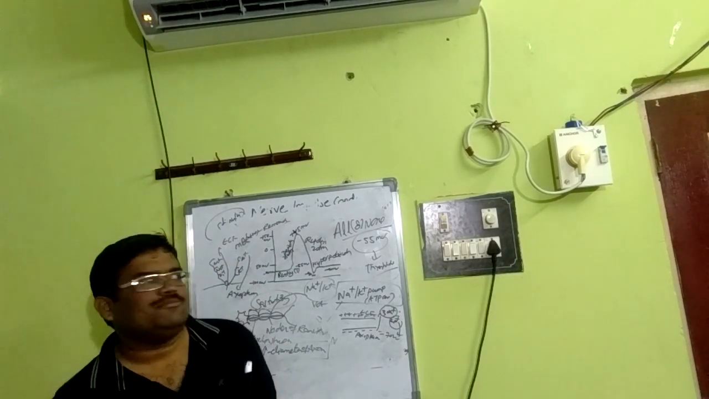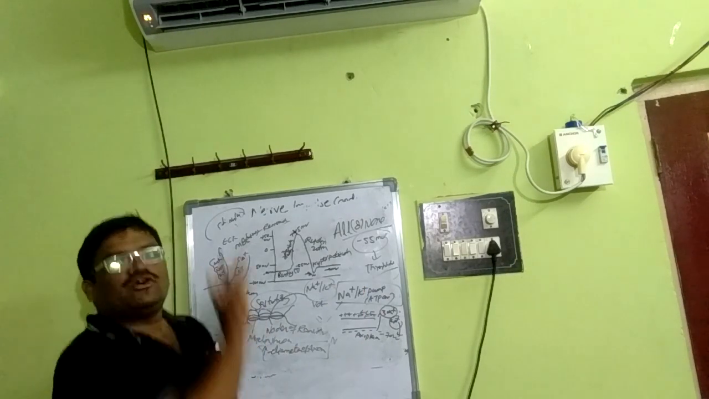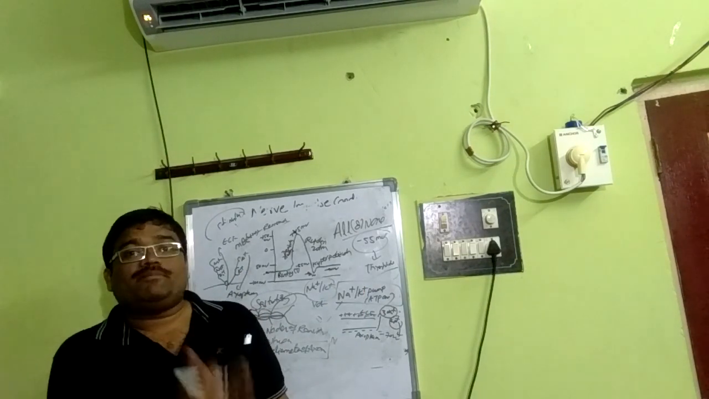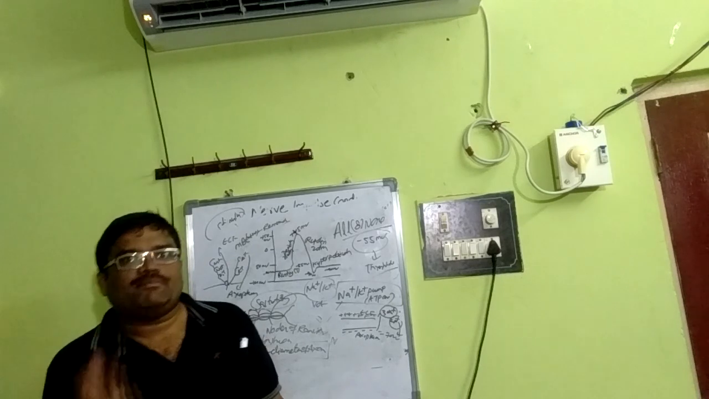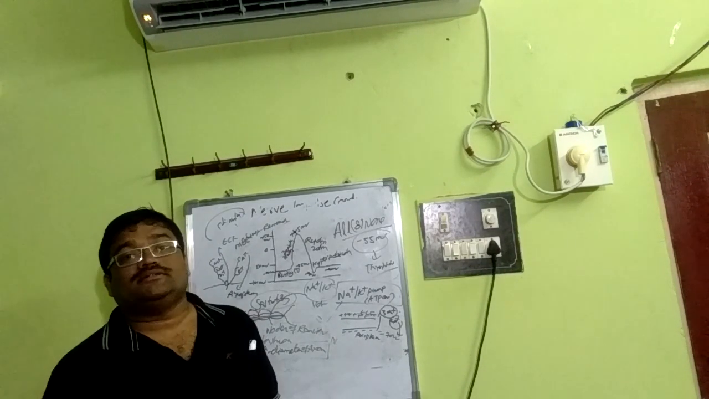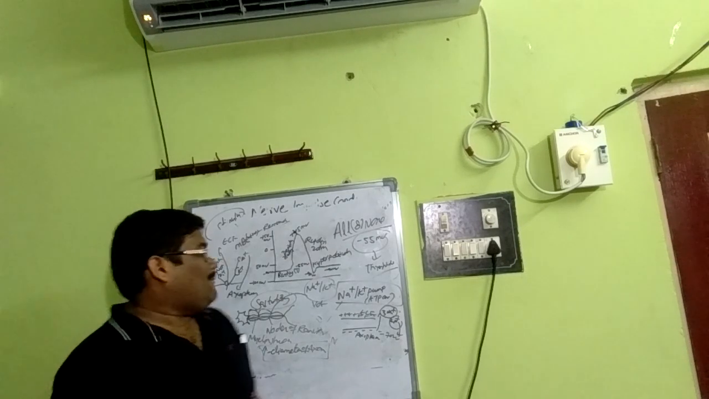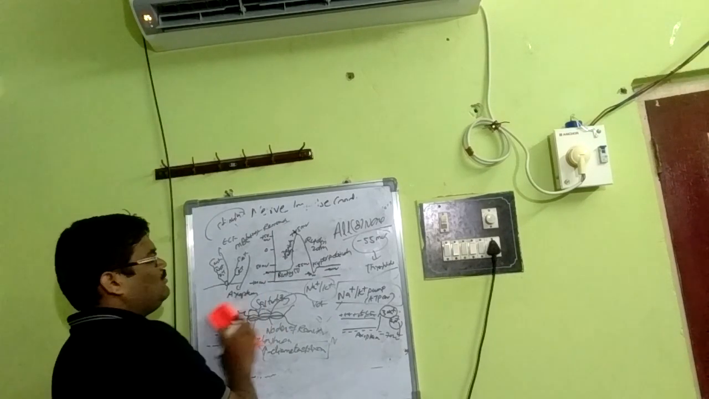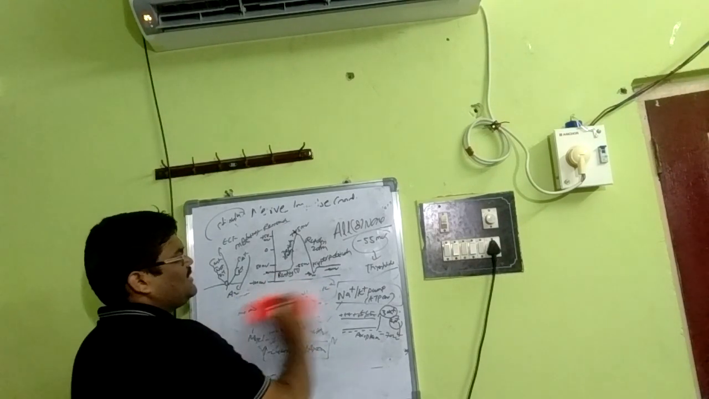Just like a kangaroo jumps, the impulse jumps from one node of Ranvier to another, and the conduction speed depends on the diameter of the axon. The higher the diameter, the higher the speed. Okay. Apart from this, I think we are clear. So it's about action, that means nerve impulse conduction.